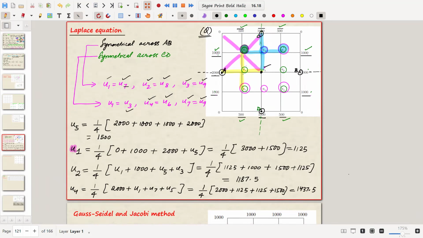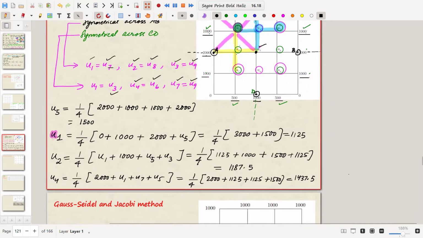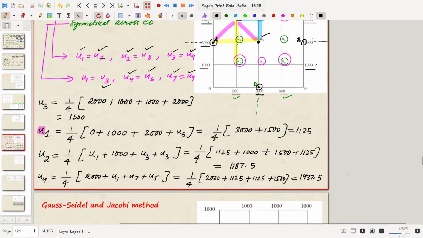So what should be the next step? U5, did we calculate correctly? Okay. Now what should be the next step? These are just the initial values. You have to iterate your scheme. Isn't it? Fine. So how shall we iterate?